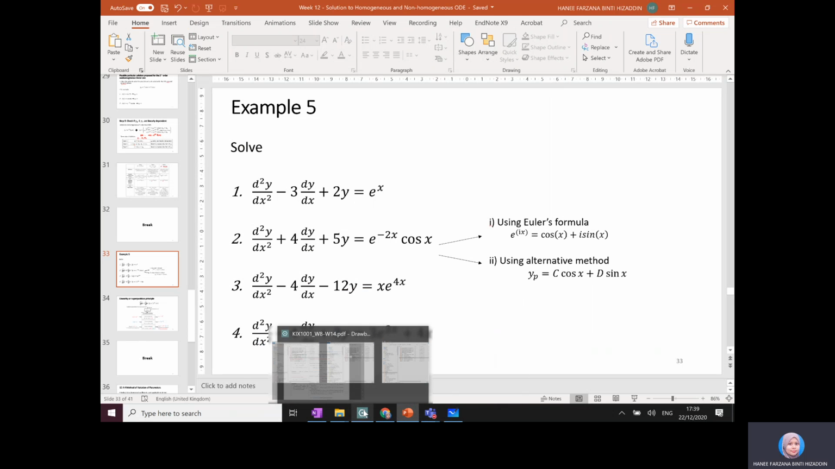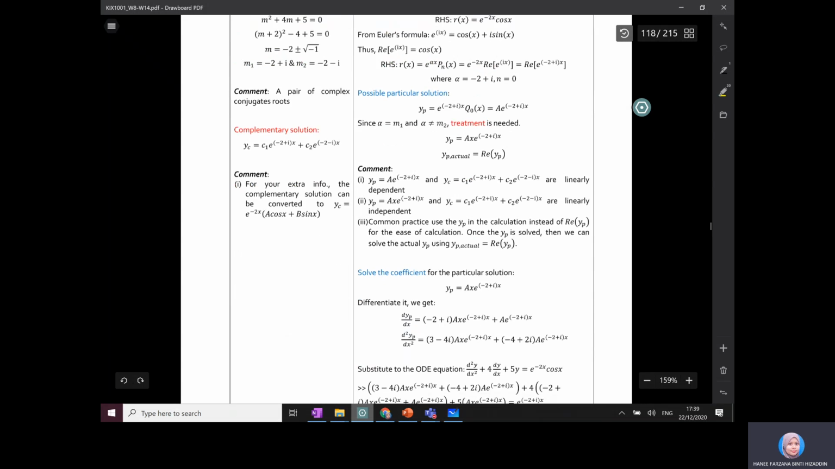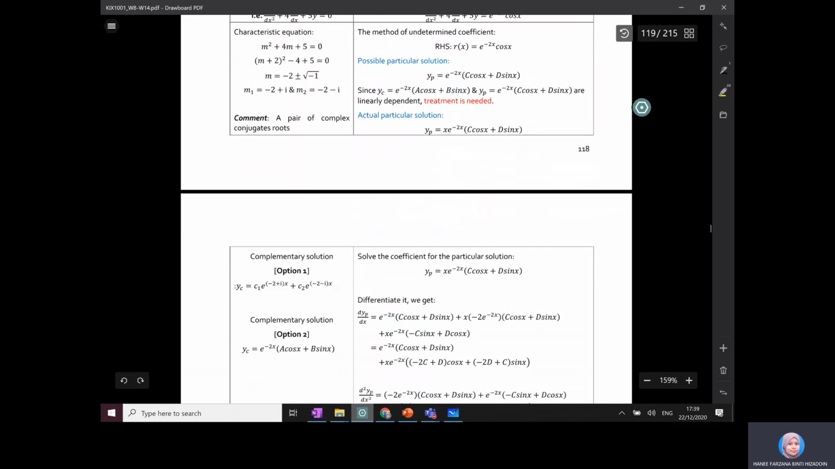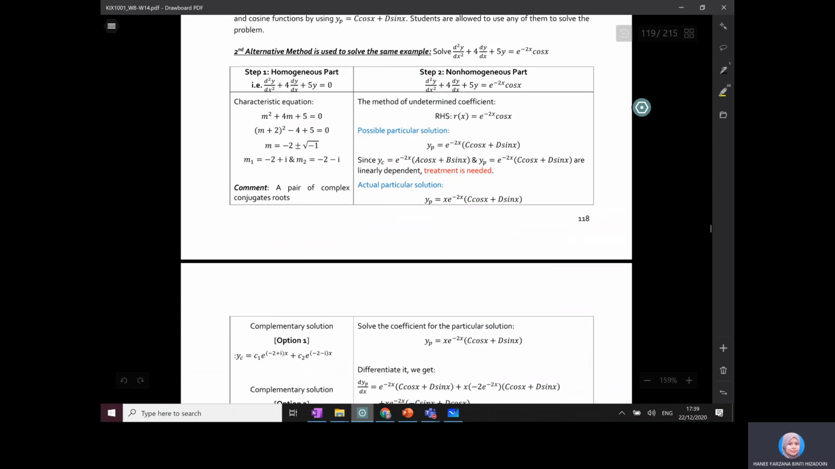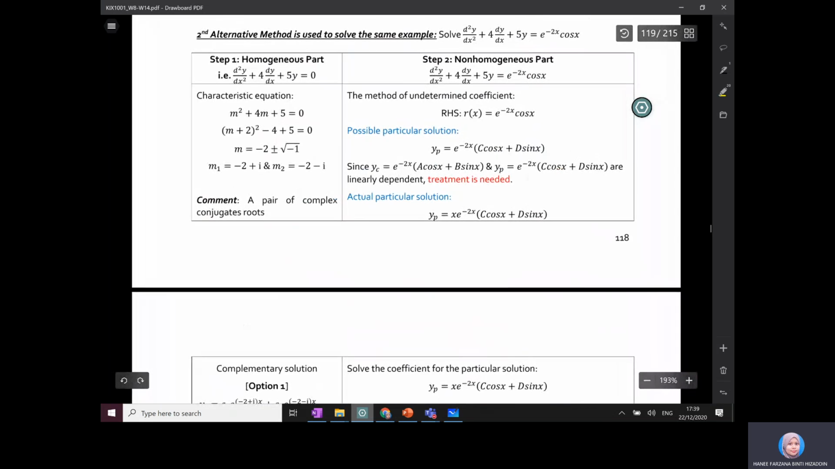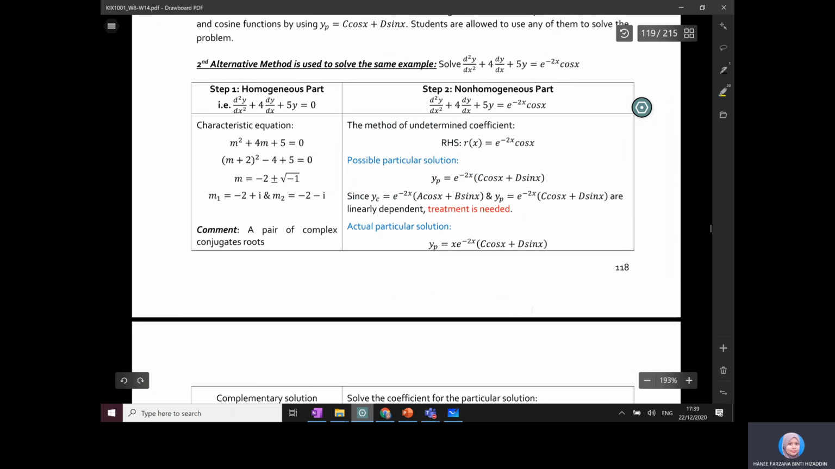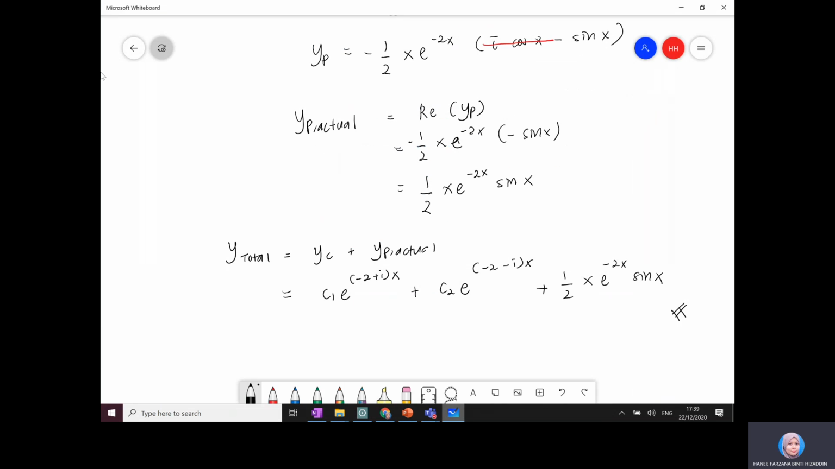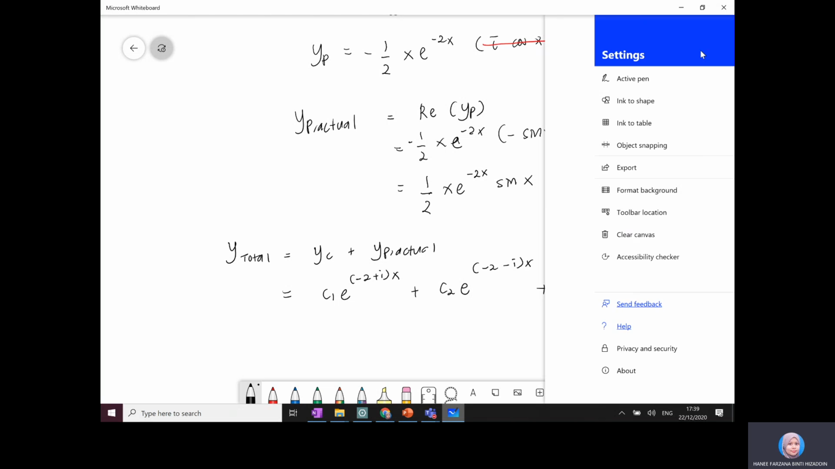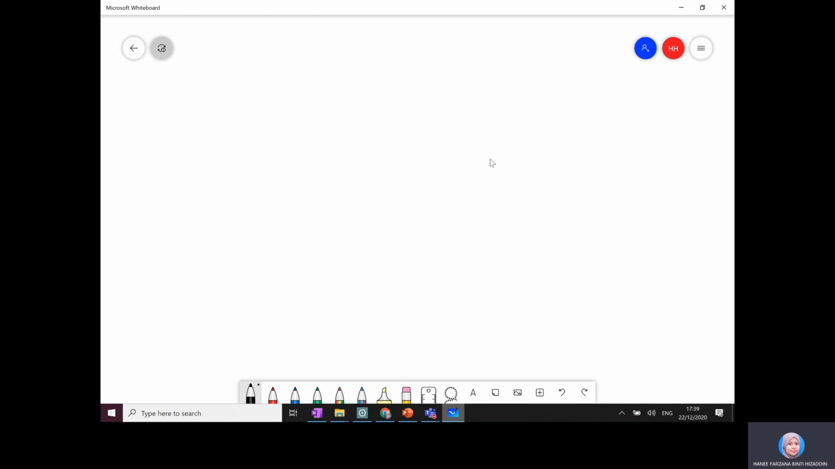Okay, so I'm going to go through this example, which you already have in the book or in the notes. This is the second alternative method to solve the same example. I'm just going to go through some of it, but it's really tedious, and I really advise you to just try to attempt it on your own also. We don't have to repeat the YC, so we can just take the same YC.